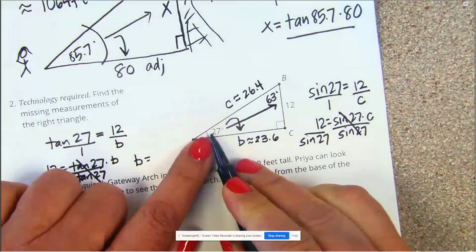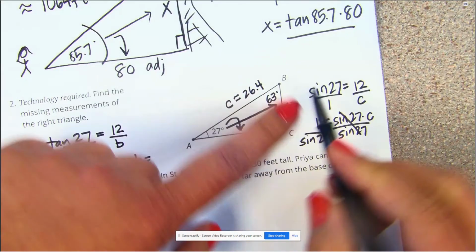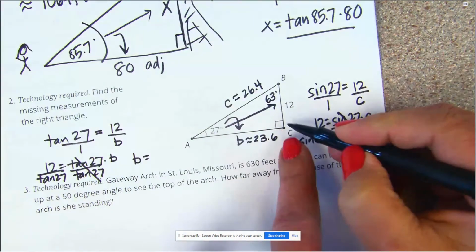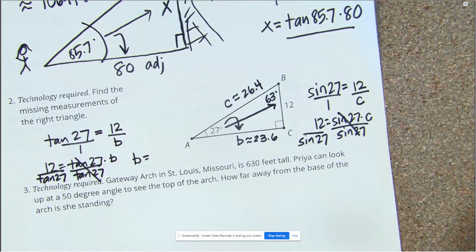The smallest angle has the smallest side across from it. The middle angle has the next biggest side, and then the hypotenuse always has to have the biggest.